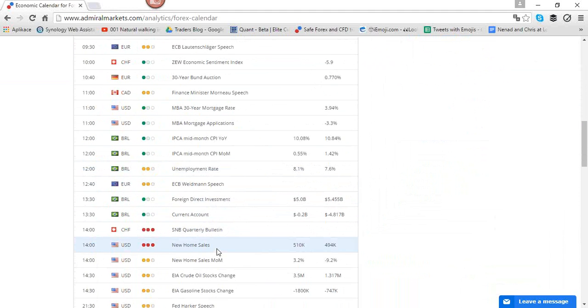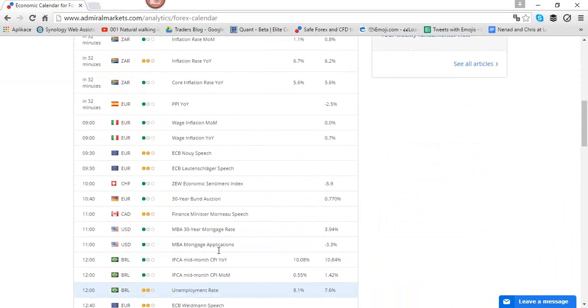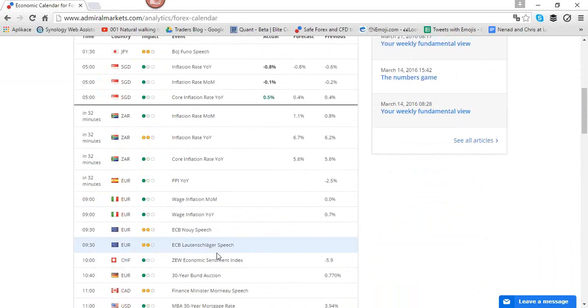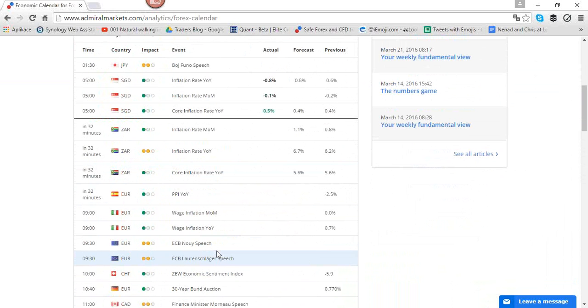We've got new home sales in the US and a quarterly bulletin here from the SNB, the Swiss National Bank. And otherwise some lighter news and medium news, as you can see.